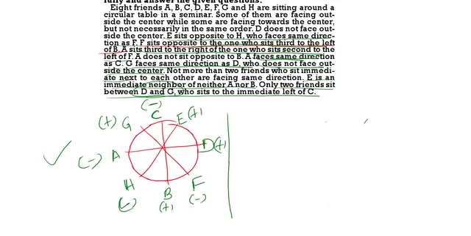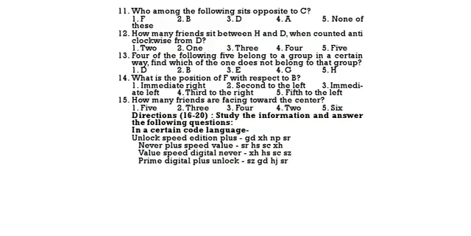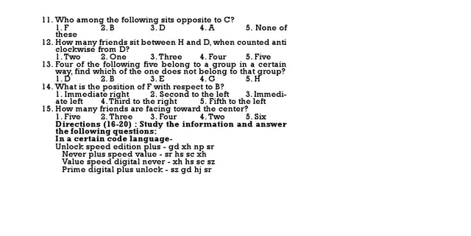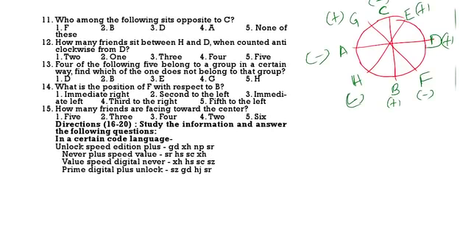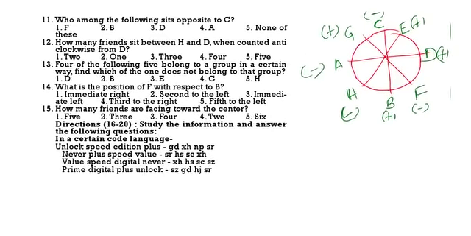See the questions 11 to 15. Who is sitting opposite to C? So opposite to C, who is sitting? B. B is the correct answer. Then, how many friends are there between H and D when counted in anti-clockwise direction from D? Anti-clockwise means right side. Always anti-clockwise means right side. So between D and H, 1, 2, 3, 4. 4 members are there.